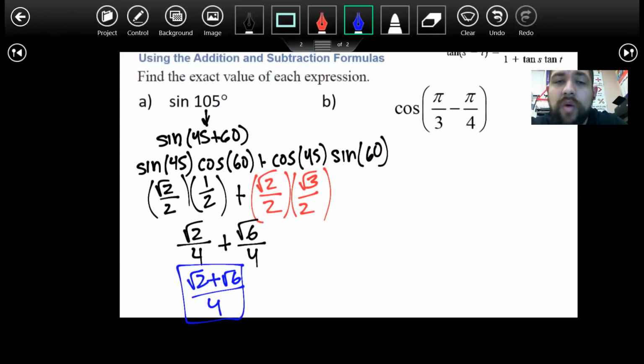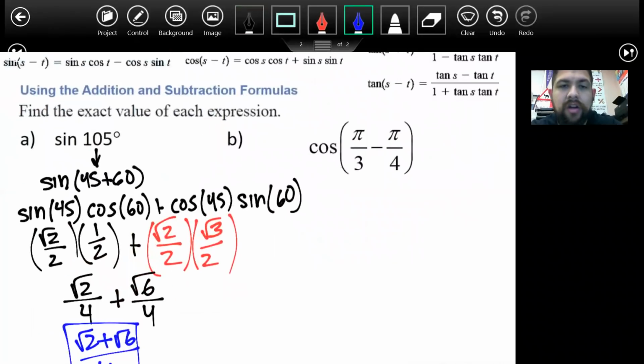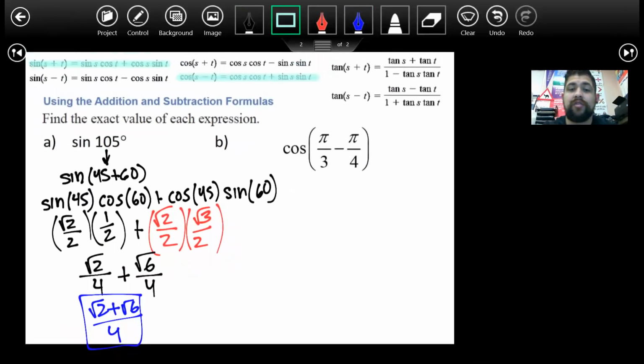The next one to our right, it's already telling us what it's going to use. It's already going to use cosine, which is our subtraction one down here. Let's look at that part. So we're going to look at this cosine subtraction of two radians. And radians pi over 3 and pi over 4 exist on the unit circle. They exist in the first quadrant, so I know I can use this. I know I can find them on my unit circle. So let's go and solve.